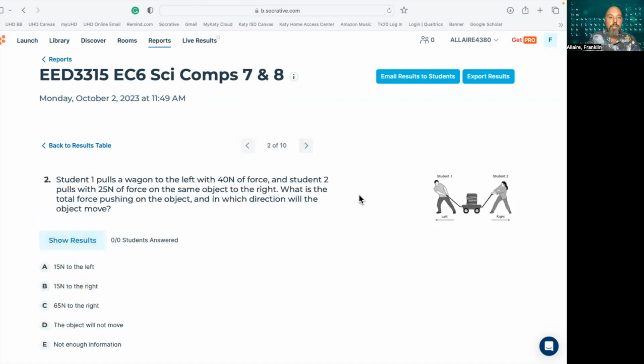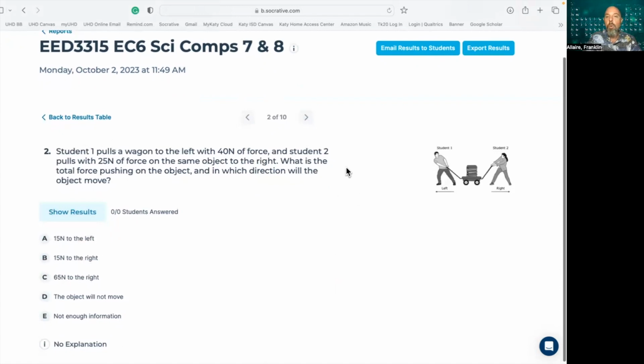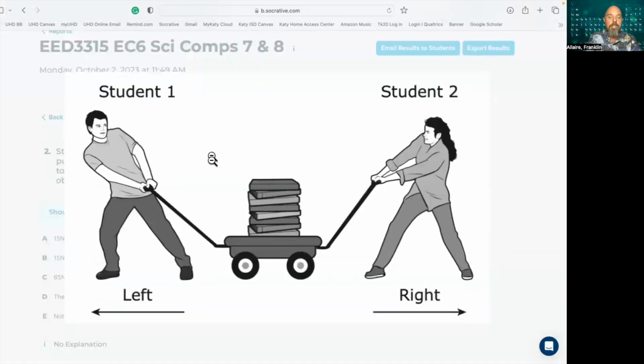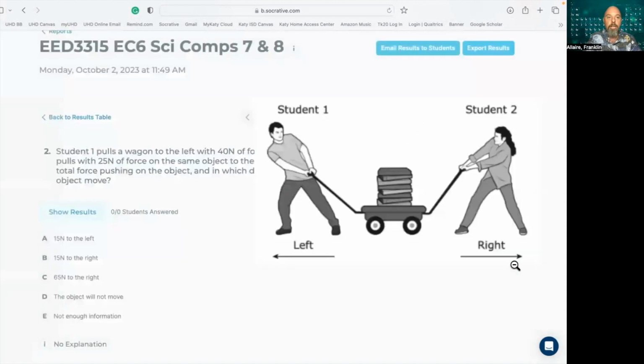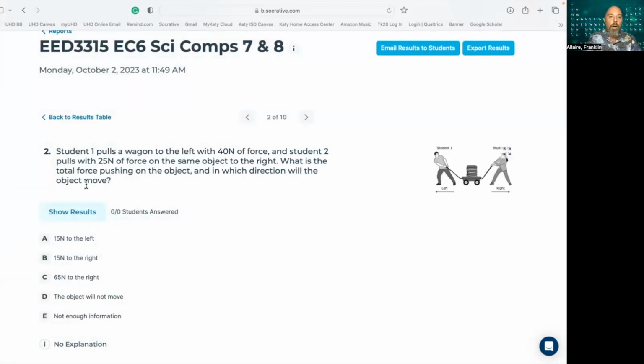So going on to question number 2, student 1 pulls a wagon to the left with 40 newtons of force, and student 2 pulls on the same object to the right with 25 newtons of force. So here is our diagram. We see student 1 and student 2 pulling in opposite directions, student 1 to the left, student 2 to the right. Student 1 again pulling with 40 newtons of force, student 2 pulling with 25 newtons of force. What is the total force pushing or pulling on the object, and in which direction will the object move?